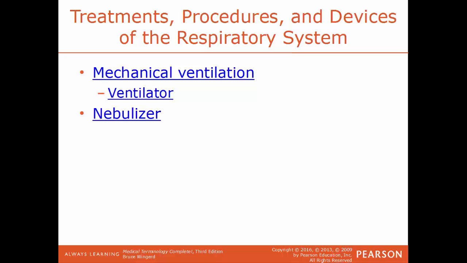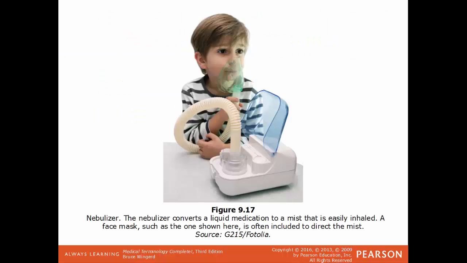A nebulizer. This is a device that's used to turn a liquid form of medication into a mist, where it's easily inhaled by the patient. It's usually done by having a small mask put over the nose, and you're basically breathing in very fine droplets of the medicine. Here's an example of how a nebulizer would look. This machine is turning a small amount of liquid medicine into very fine mist that this child is inhaling through this mask. And that way the inhaled droplets can go right to the lungs and work a lot faster.